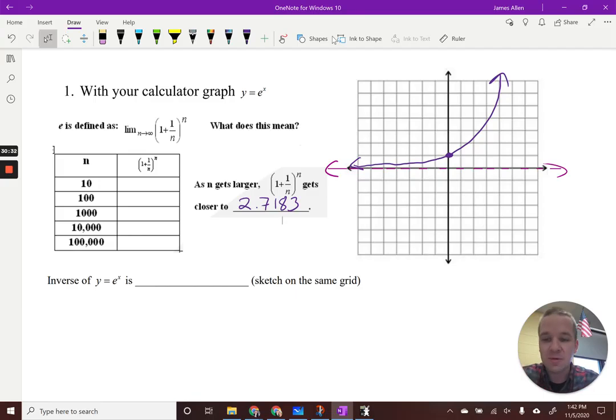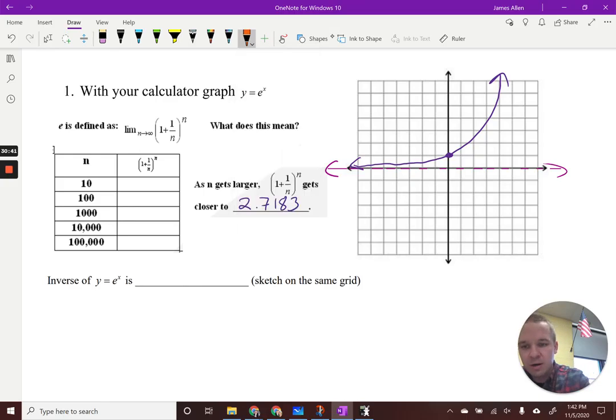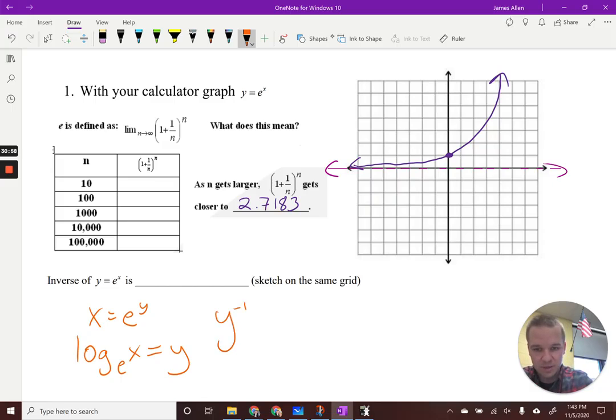The inverse of y equals e to the x. Well, let's go ahead and find that. In order to do so, I got to calm down from that excitement, you guys. I'll use orange here. I'm going to start with x equals e to the y. And when I rewrite this, I'd have log base e of x equals y. And we know that log base e is natural log, right? We said that earlier. So y inverse is equal to the natural log of x.